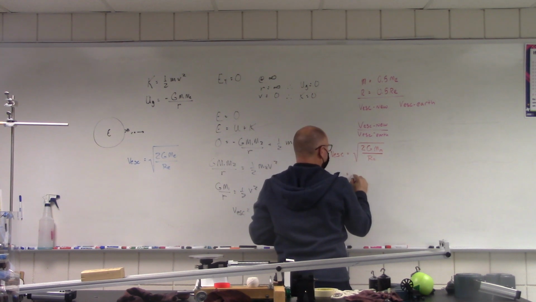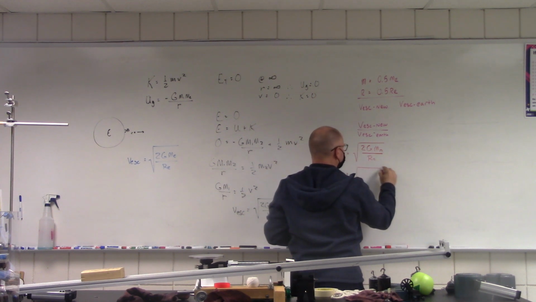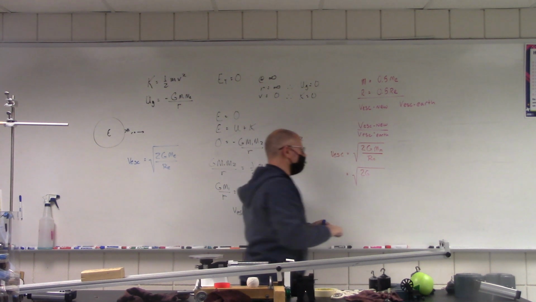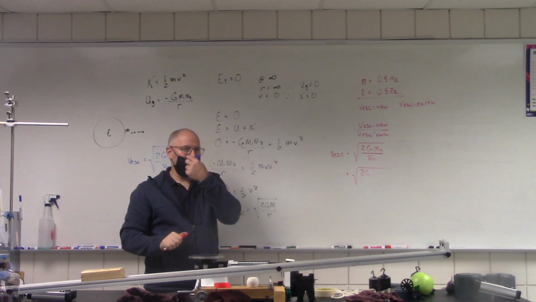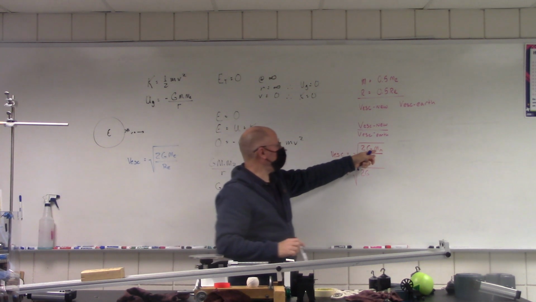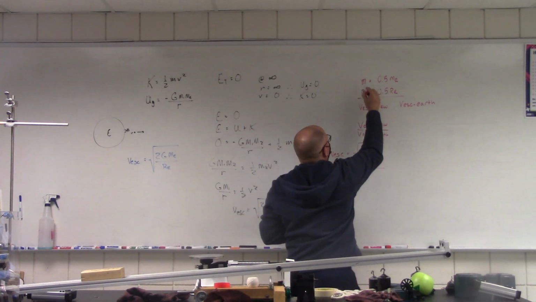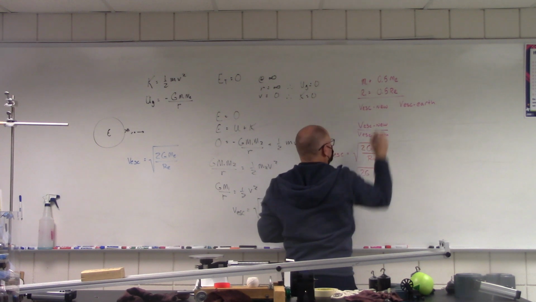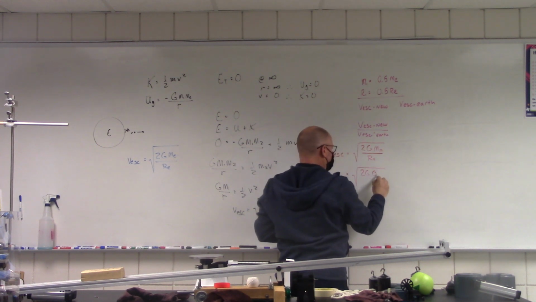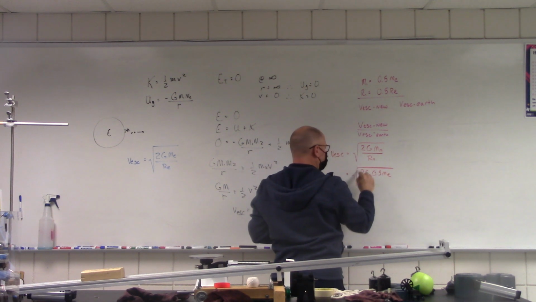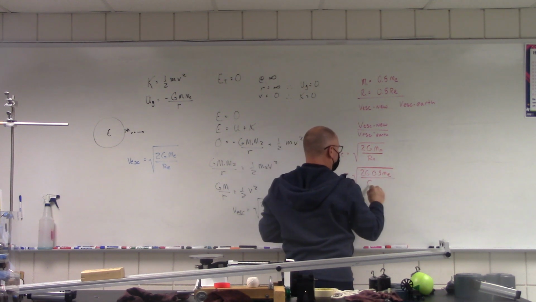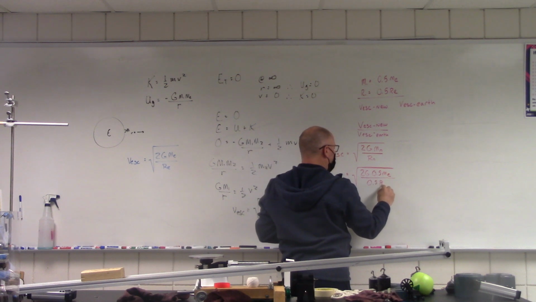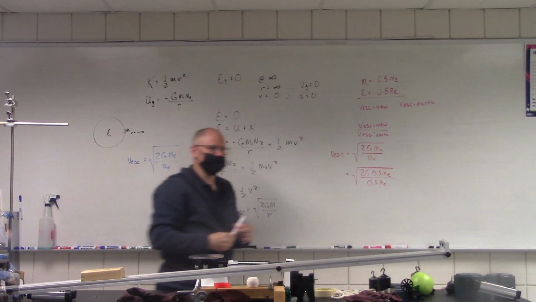Now, here's what's interesting about this. What I can do here is I can just substitute in what I know. The mass of the new planet is half, right? So I'm going to say it's 0.5 mass of the Earth. You see the substitution I did? It's just a really standard substitution. Divided by 0.5 radius of the Earth.